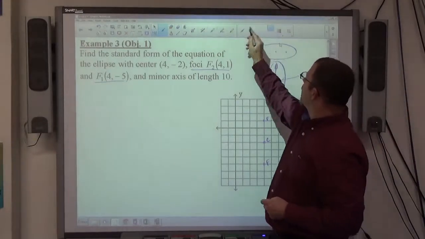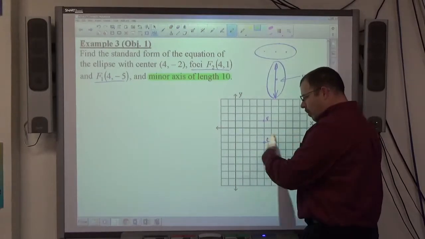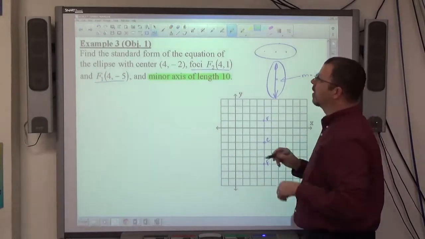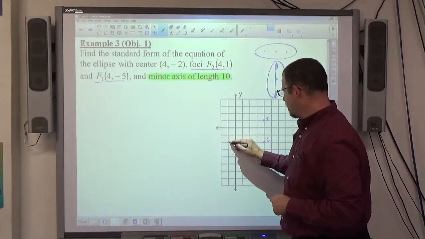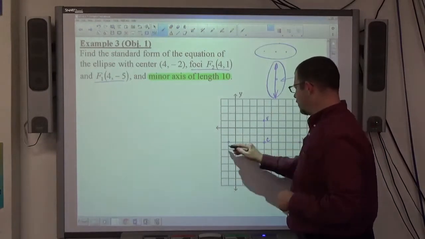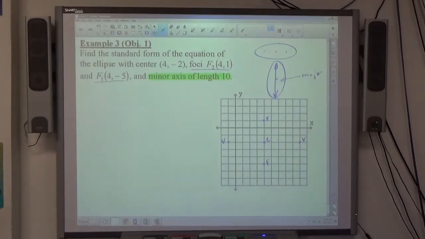They also tell me the minor axis is length 10, so all the way across the ellipse, the minor axis is 10. That means 5 left and 5 right of center. So I know there's a vertex here and a vertex here. Just from what they've given me so far, I can establish 5 of the 7 points for this ellipse.